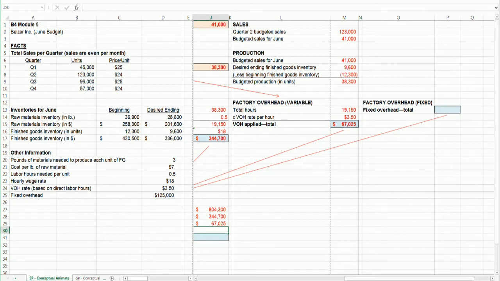Now the last piece is the easiest piece. Fixed overhead. It's fixed, so it doesn't move. It's what it is. And according to the problem, it's exactly $125,000. So I'll carry that down here.